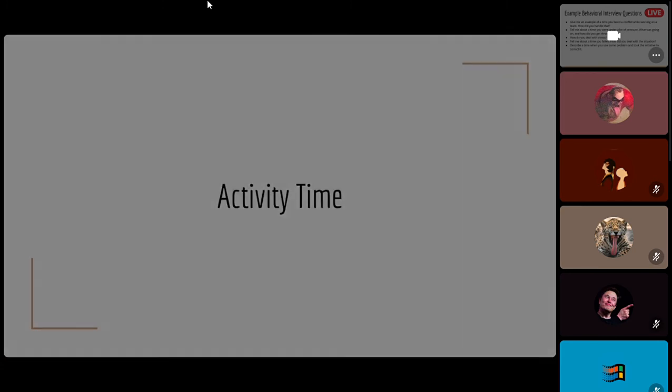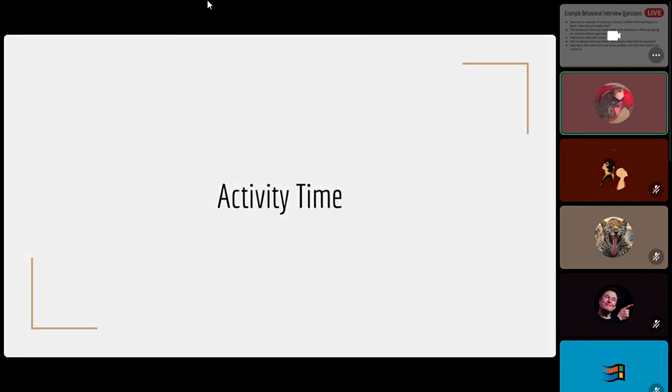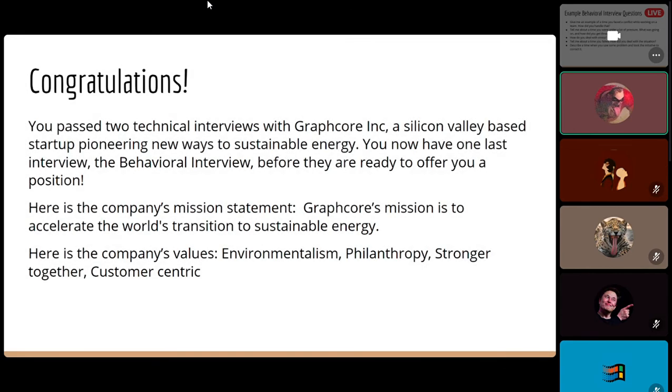Okay, activity time. Right now we're going to go into the mock interviews. We have a company set up, and these are some of the values and mission statements. I'll read through this, and then if you want, you can come through and interview with us. So you passed the two technical interviews.